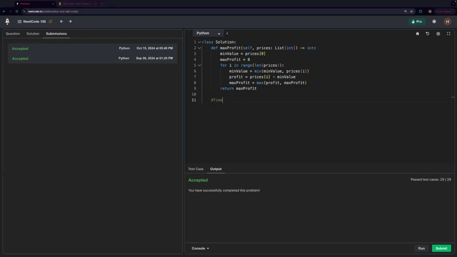So let's see time complexity and space complexity. As for time complexity, it's going to be linear, and that's just because we're iterating through the list once. As for space complexity, it's going to be constant. We're not creating any new arrays, hash maps, or anything. We're just storing the min values and profits and stuff. So it's going to be constant. And yeah, that's my solution for the day.